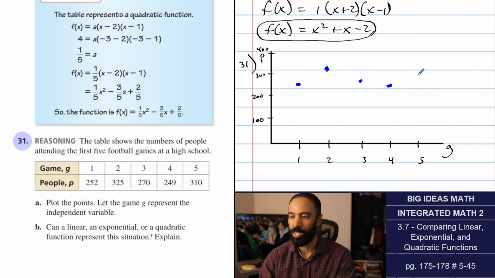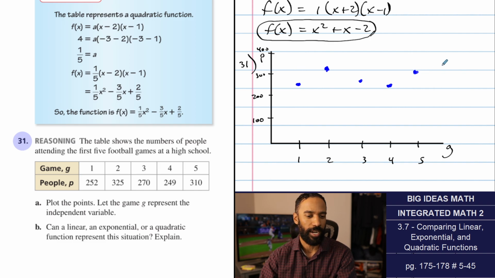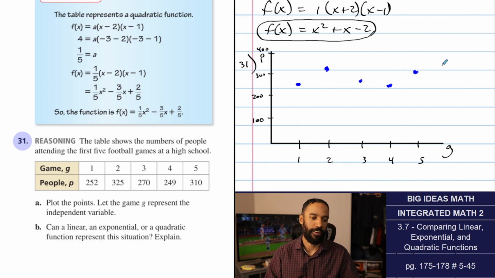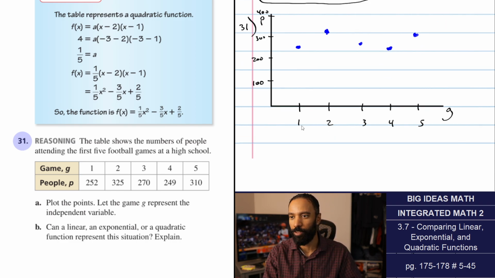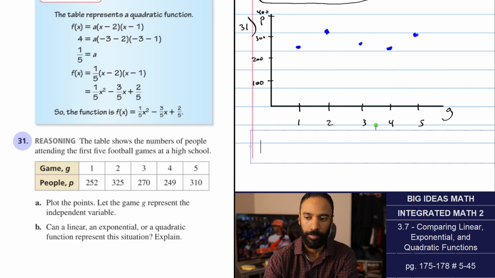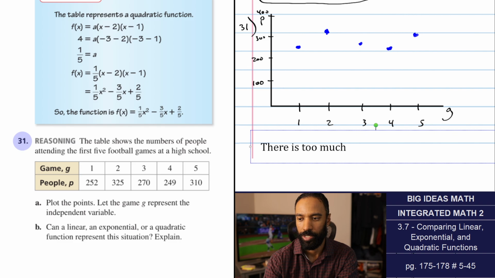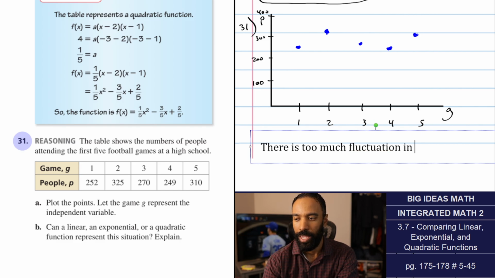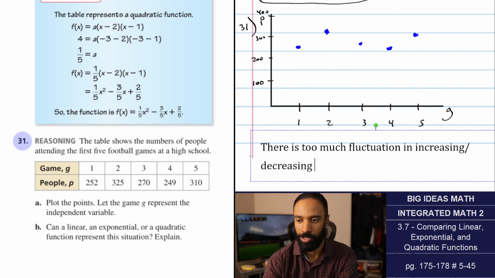It's okay. But this one here, I don't know what the next question is after this, but this doesn't look linear, exponential, or quadratic. Can a linear, exponential, or quadratic function represent the situation? Explain. No, there's too much fluctuation in points here. There is too much oscillation. I'll say fluctuation. I'm sure you know that word better. Fluctuation in increasing and decreasing of values to be linear, exponential, or quadratic.